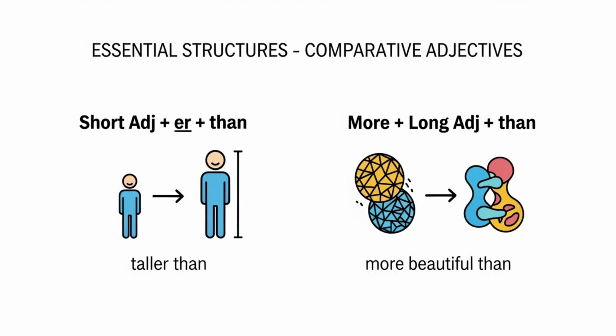But with longer adjectives, which have 2 or more syllables, we have the pattern more plus adjective plus than. For example, the autumn here is more colorful than I expected. We can also add much or a little to make the sentence stronger or to emphasize. For example, summer is much warmer than spring, or this week is a little colder than last week.